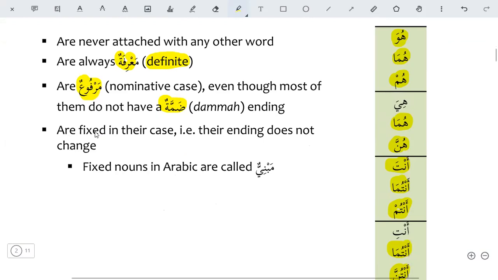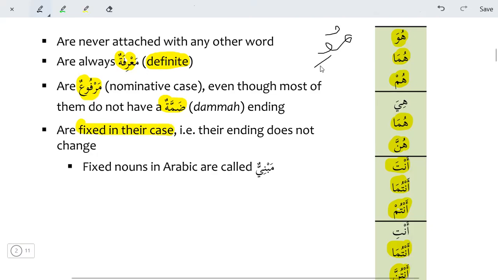Then they are fixed in their cases. They are mabni. Their ending doesn't change. Huwa will always be huwa. We cannot say huwi. It will never be huwi. It will always be huwa. And huma will never take kasra. They never change their ending.